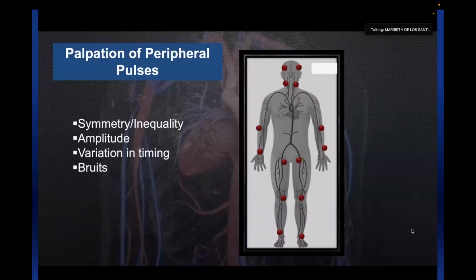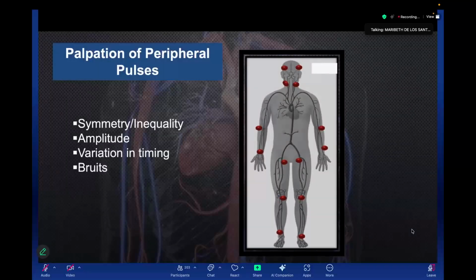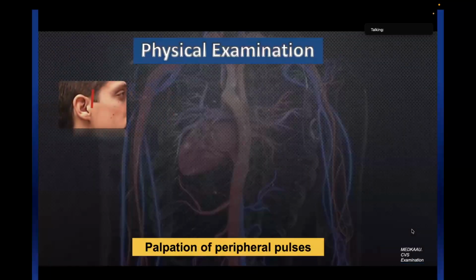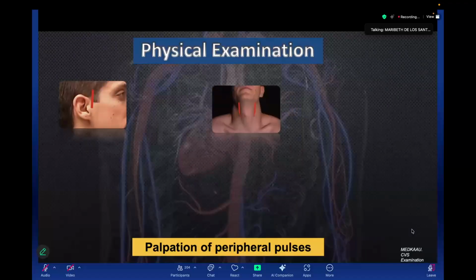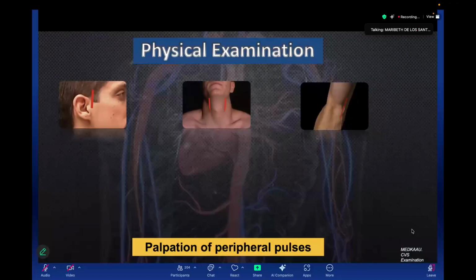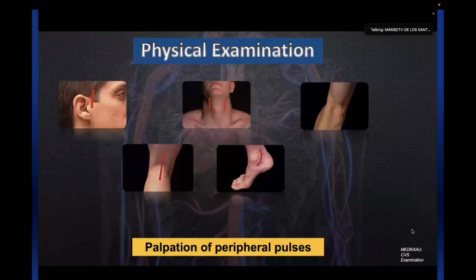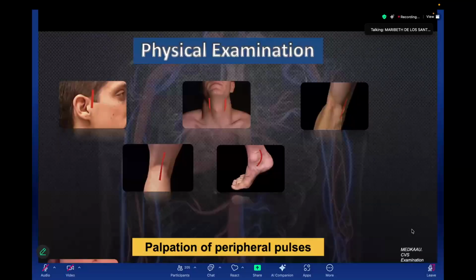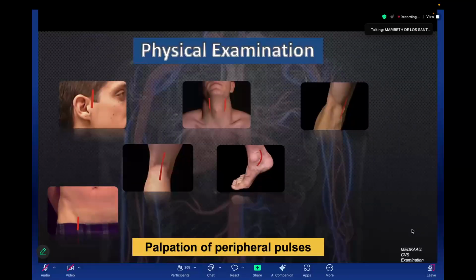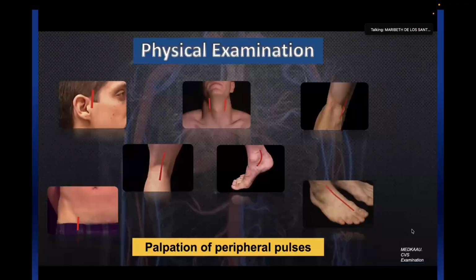Now, palpation of peripheral pulses involves the carotid, the temporal artery, the carotid, brachial, popliteal, posterior tibial artery just behind the medial malleolus, femoral, and dorsalis pedis. Just want to illustrate where they are usually palpated. I usually ask that in my preceptorial group.